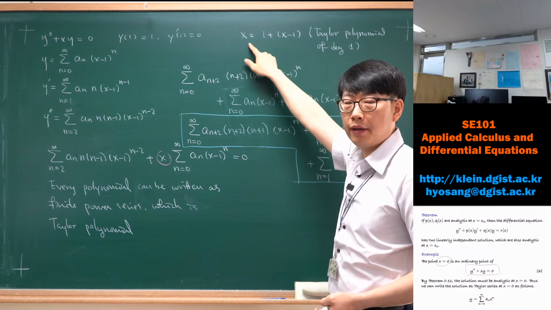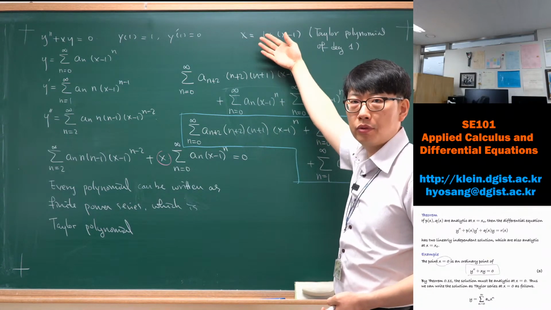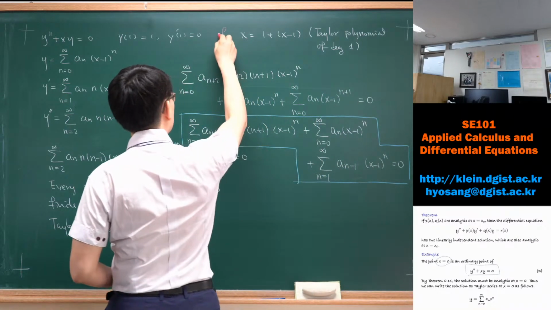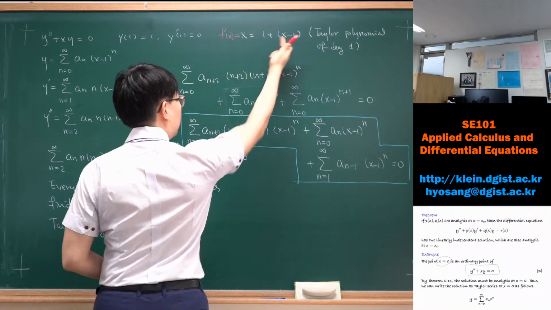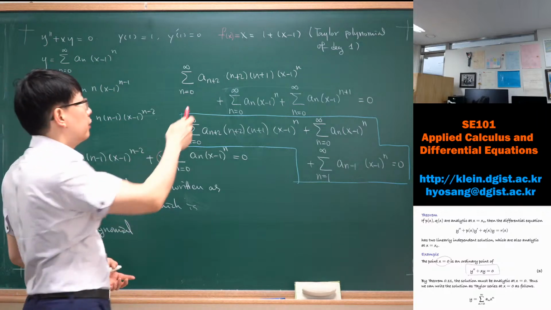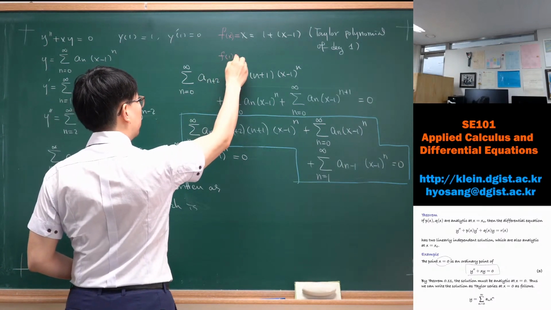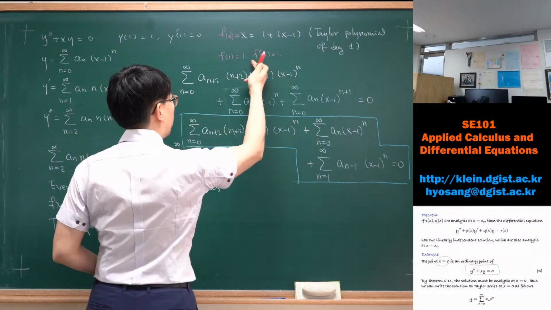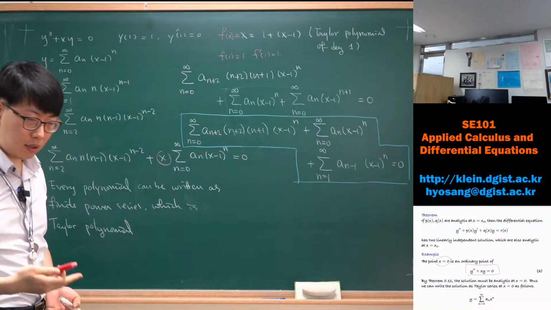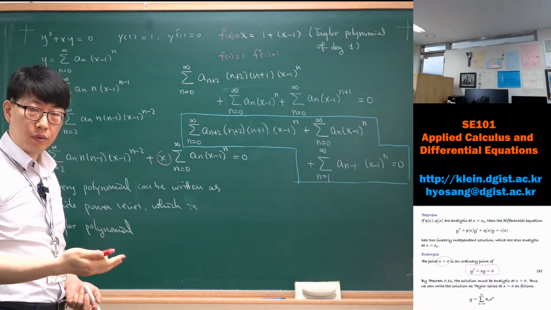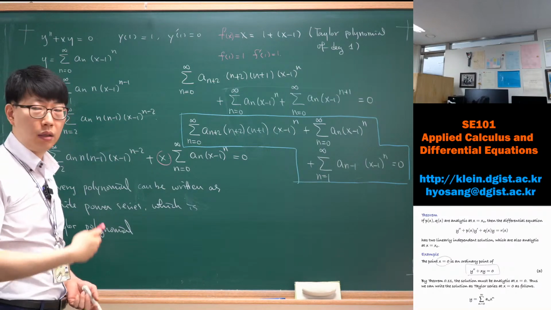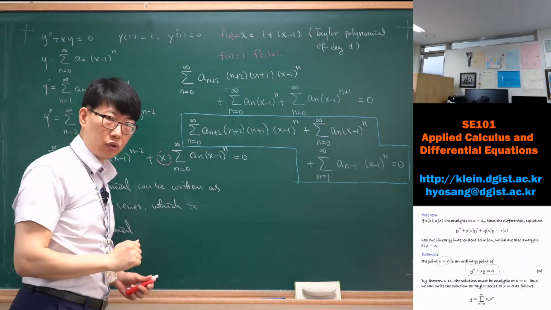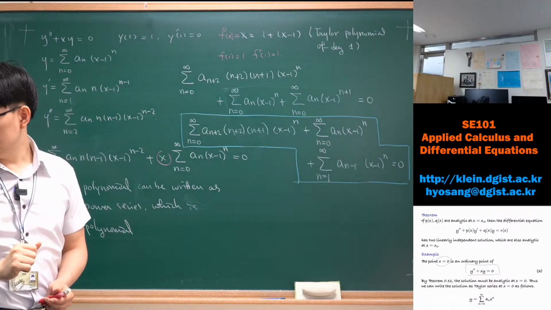Why? You can just use the definition. If you take this as f of x, I'm taking a Taylor series at 1. So I'm taking f of 1, which is 1, and f prime of 1, which is also 1. But if you take a higher-order derivative whose order is bigger than or equal to 2, then everything goes to 0. So we have only two nonzero coefficients of the Taylor series.